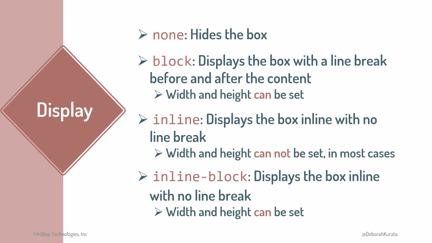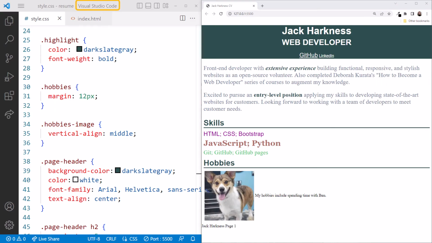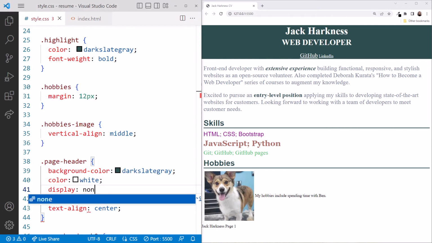The best way to make sense of these display properties is to see them in action. Let's try out the display property. I have VS Code here on the left with the resume folder open, our two files ready to edit, and live server running. The browser is displayed on the right. Let's try setting the display property value to none. In the page-header class style rules, let's set display to none.